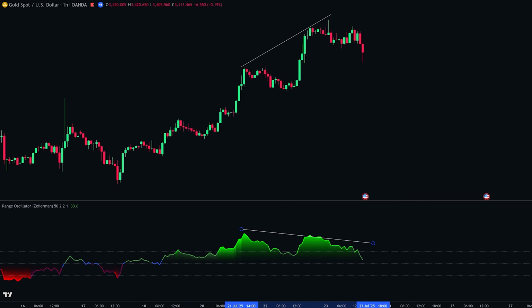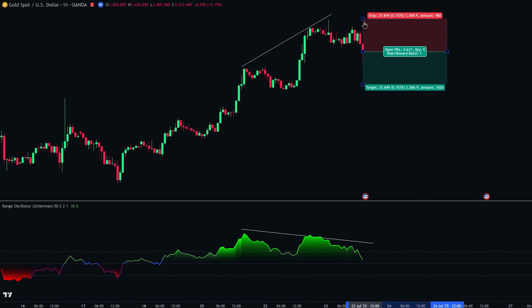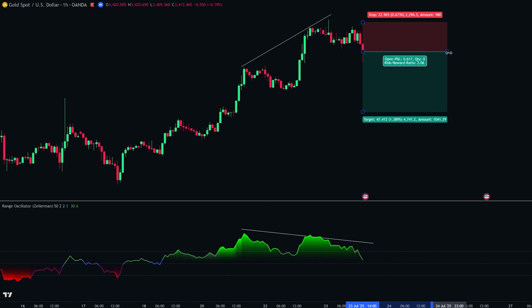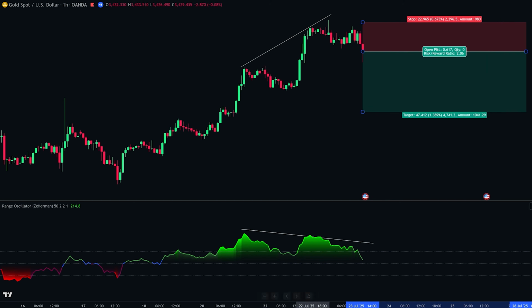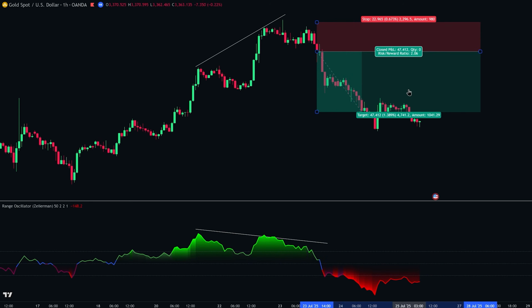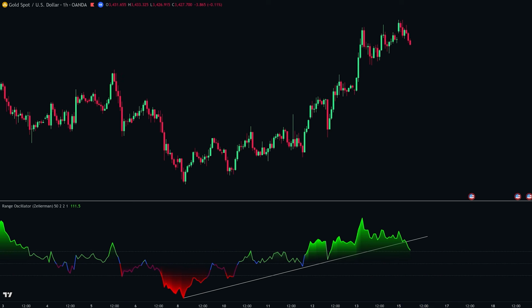From here, you simply wait for your sell trigger. Your entry comes when price breaks below the swing low formed during the divergence. As soon as that breakout candle closes, enter your sell position. Place your stop loss just above the recent swing high and target a 1 to 2 risk-to-reward ratio. If you let the trade play out, you'll see price roll over smoothly as momentum shifts to the downside. Eventually, the trade slides into profit and hits your take profit target with ease.